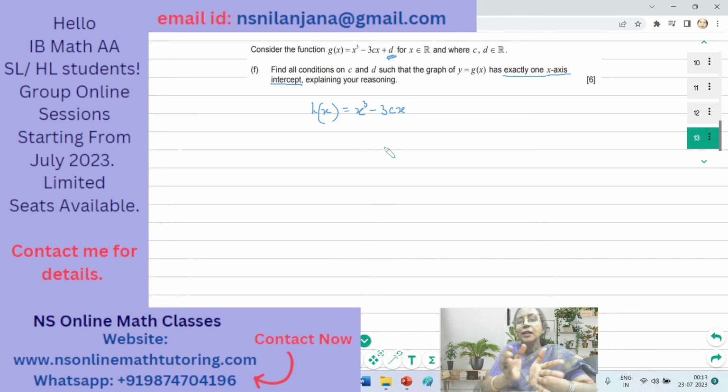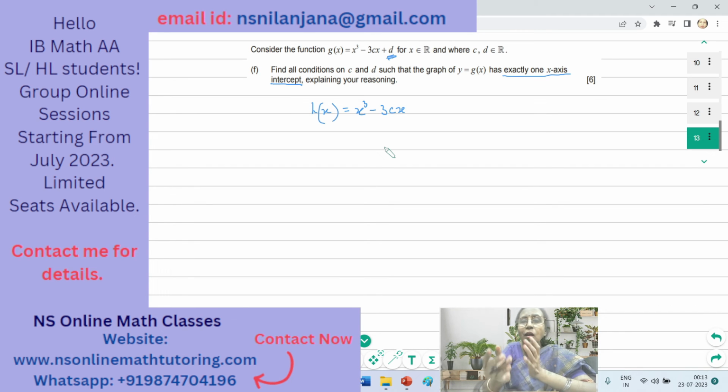But it doesn't matter what is the value of c. Regardless of the value of c, the graph will be passing through the origin, because when x equal to 0, h of 0 is equal to 0. So the graph will be passing through the origin 0, 0, whether c is greater than 0, equal to 0, or less than 0.